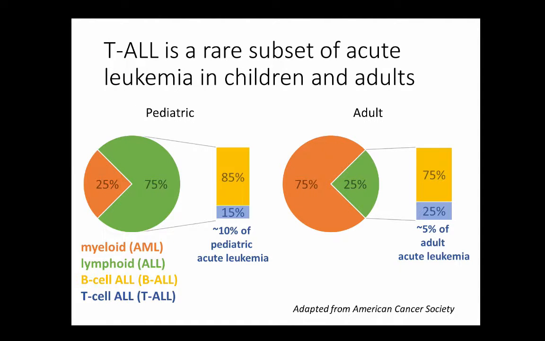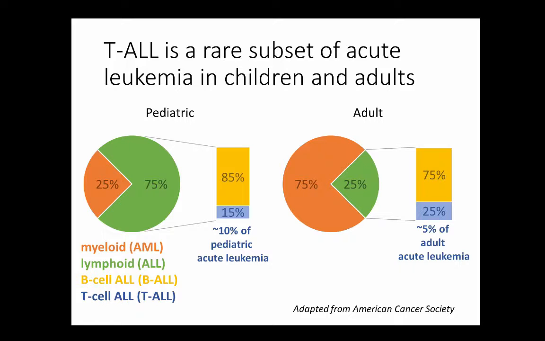So what is TALL? It's actually quite a rare subset of acute leukemias in both children and adults. In children, shown in green, we have most acute leukemias being of lymphoid origin, or ALLs, and the minority of those in orange being myeloid origin, or AMLs. This is the inverse in adults. Most are myeloid malignancies, and the minority are lymphoid.